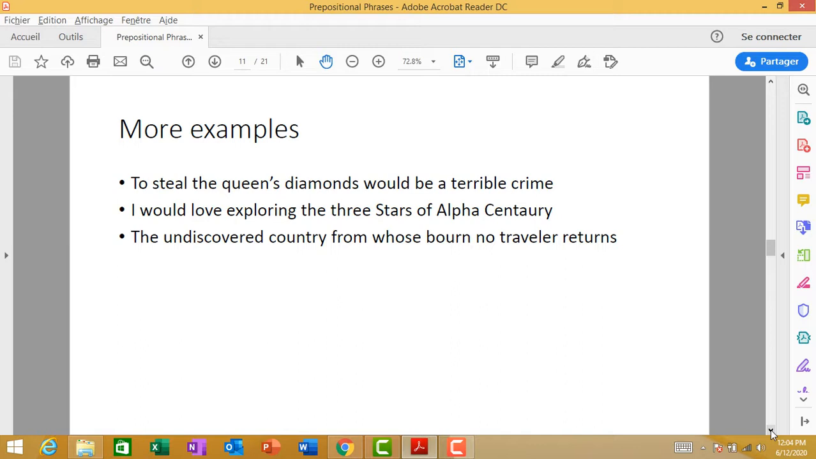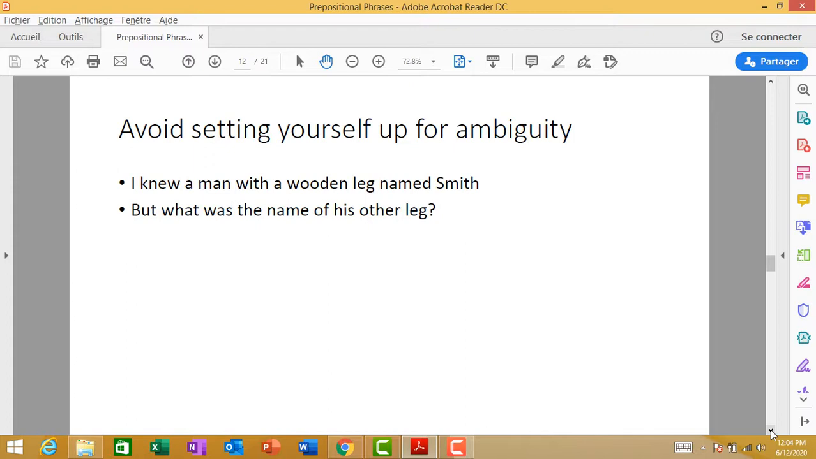Now, what you should avoid doing is falling into the trap of creating confusion. So if you look at this next one, you have to avoid setting yourself up for ambiguity.